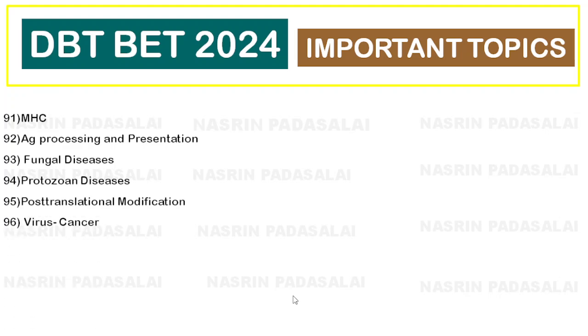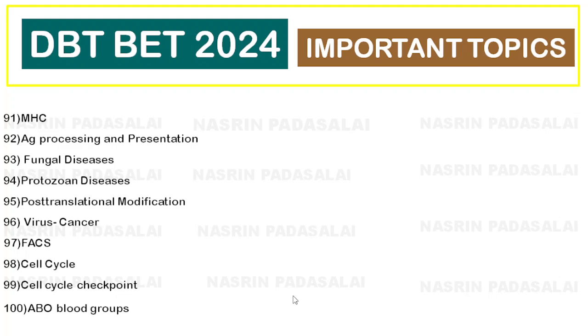Next is, as I mentioned earlier, you need to know about the viruses that cause cancer. Next is fluorescence activated cell sorting and cell cycle analysis by this FACS technique. Next is cell cycle, control of cell cycle like cell cycle checkpoints, and also you need to study cell cycle in relation to cancer. Next is ABO blood groups, very important. Next is protein trafficking, Zika virus.